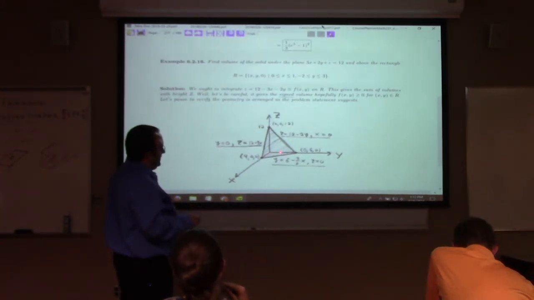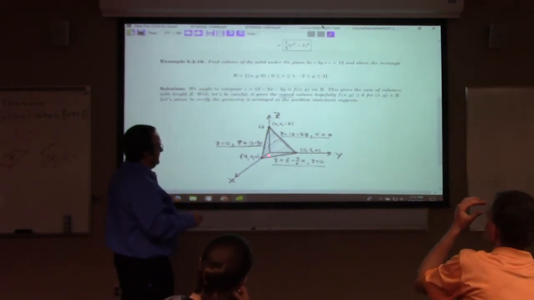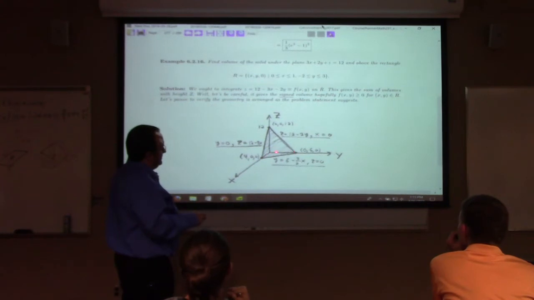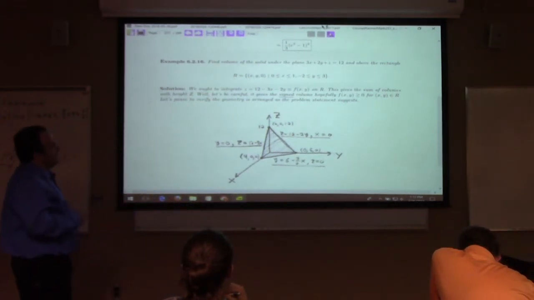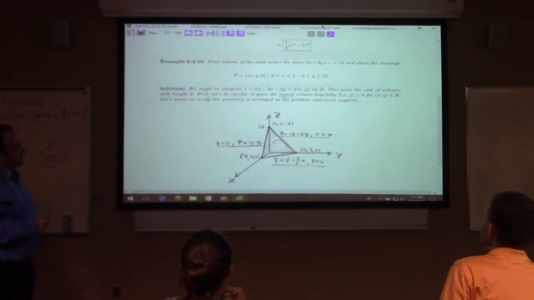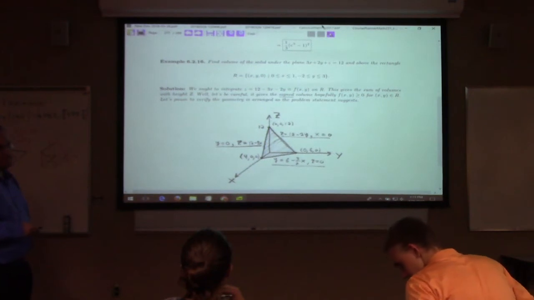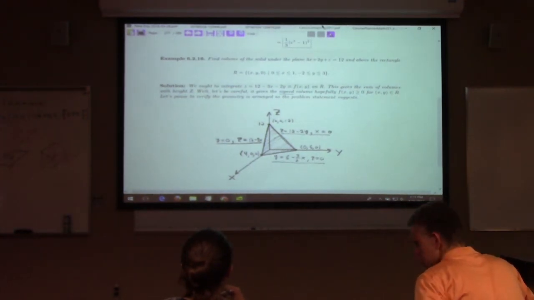this down here in the xy plane, I kind of visualize that being this R, and then I think about the triangle sort of projecting down to that triangle R in the xy plane, and so I want to integrate over R the function 12 minus 3x minus 2y, and that should give me the volume bounded. Now here, we have some variable bounds to sort through.